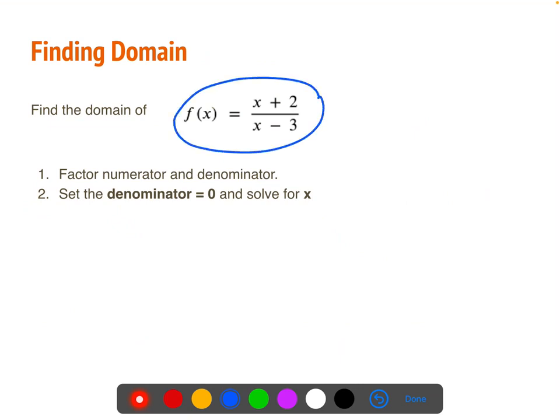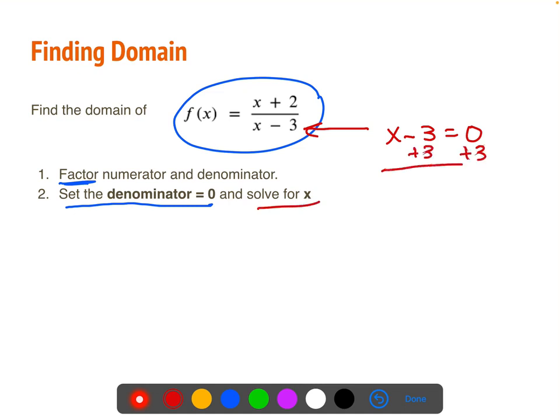Okay, so we're going to first talk about domain. Remember, domain goes from left to right. It's the x values. The first thing you're always going to do is factor top and bottom. Well, there's nothing to factor. x plus 2 and x minus 3 can't factor any. Then the second thing you're going to do, after you factor, is set the denominator equal to 0. The denominator, remember, is the bottom. So we're going to set this bottom equal to 0 and solve. To get x by itself, I have to move the 3 over.